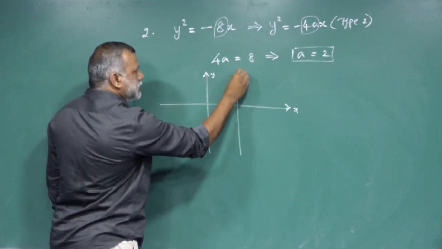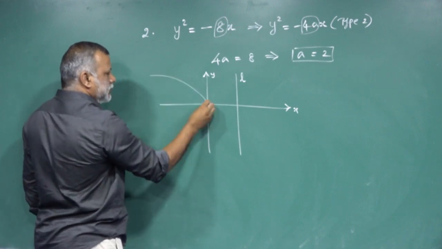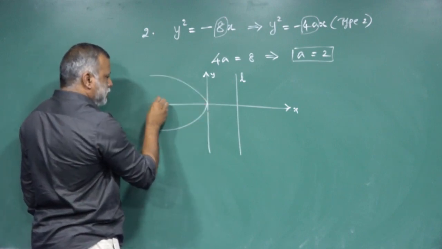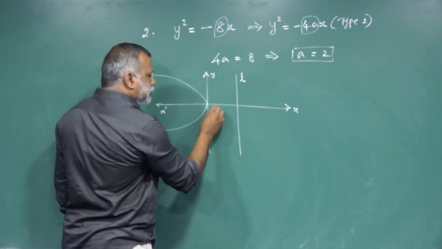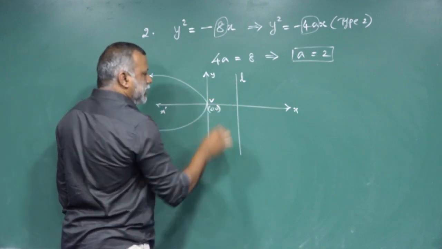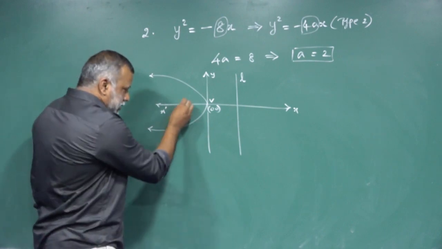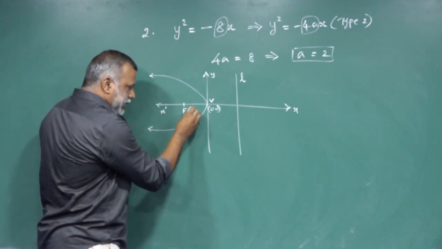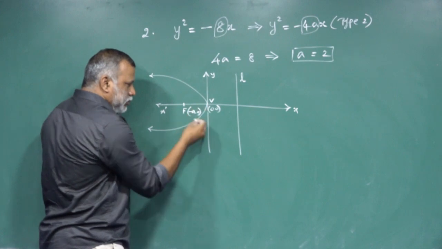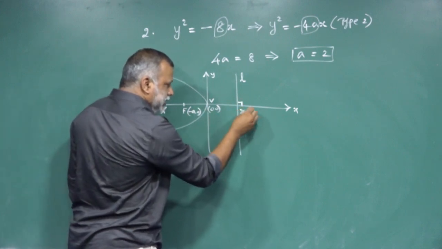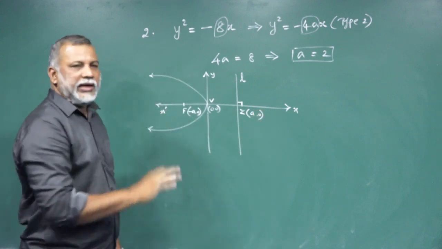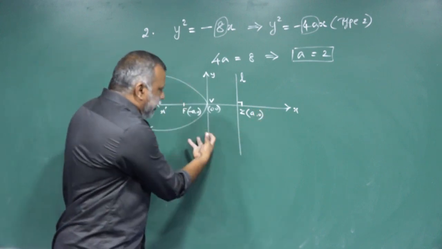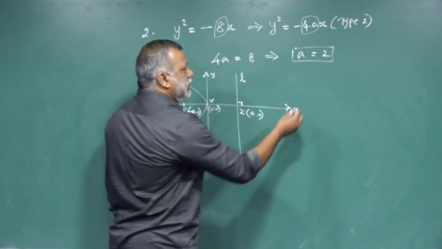This is y-axis. This is L. This is x-axis. X dash here. This must be origin. That is technical name is vertex. This is focus. See here, minus a comma 0. This is directrix, passing through this point a comma 0. Diagram is over. From this diagram, we are able to write all the results.